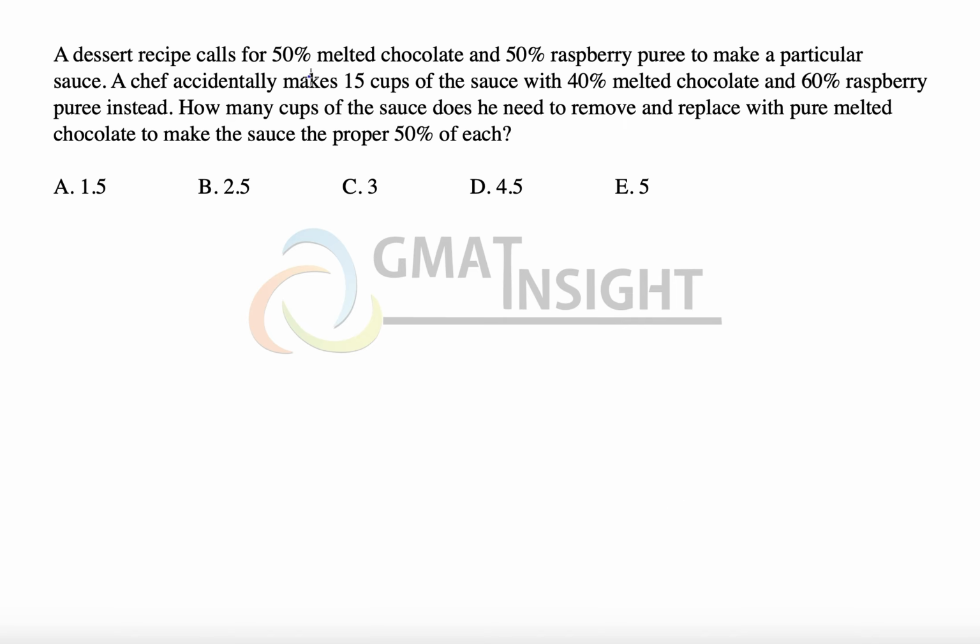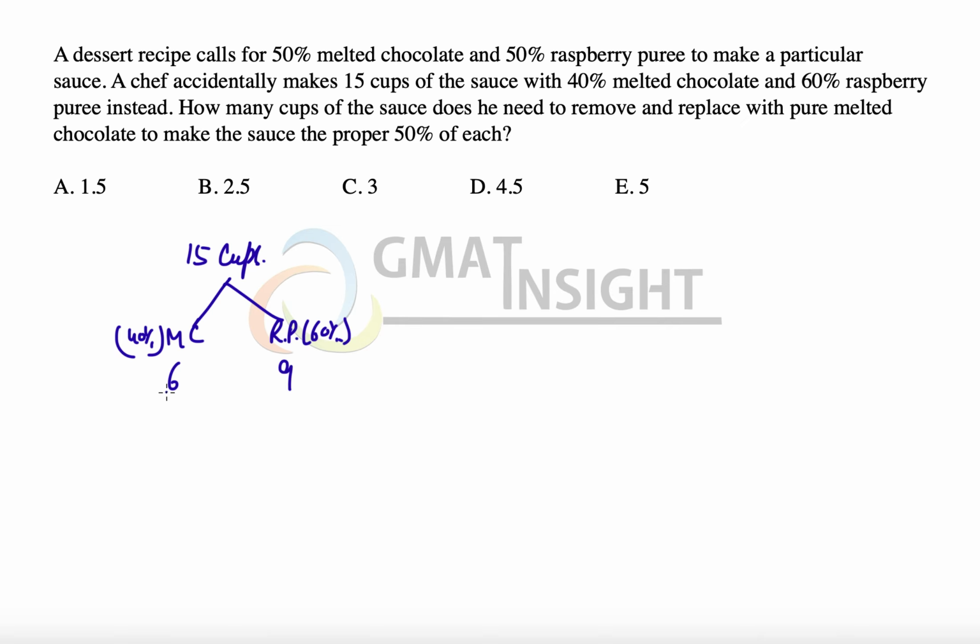A dessert recipe calls for 50% melted chocolate and 50% raspberry puree to make a particular sauce. A chef accidentally makes 15 cups of sauce, but it has 40% melted chocolate. 40% of 15 becomes 6 cups, and it has 60% raspberry puree. So 60% of 15 becomes 9 cups.